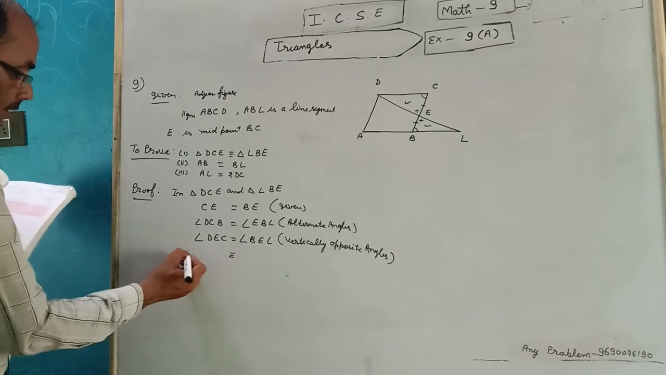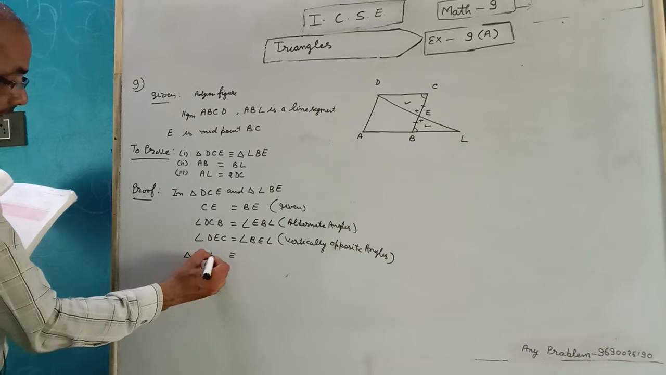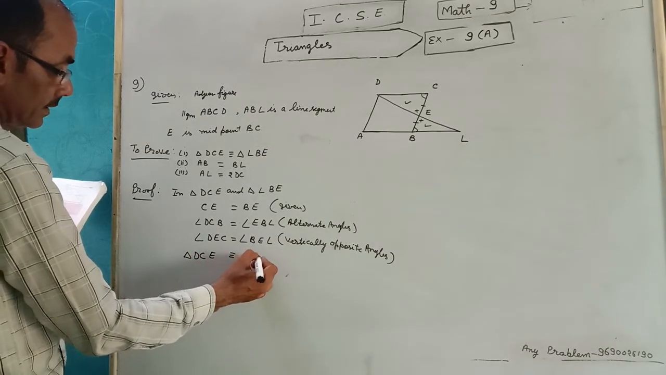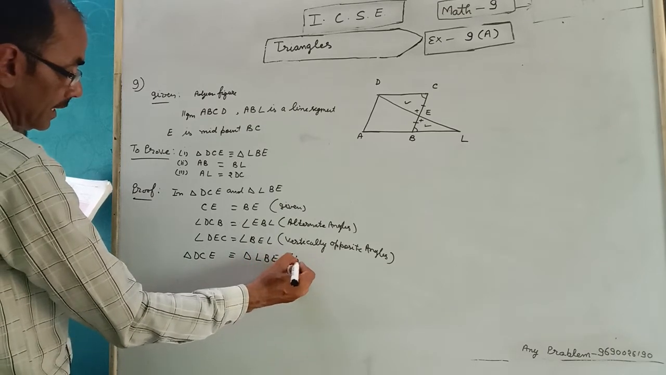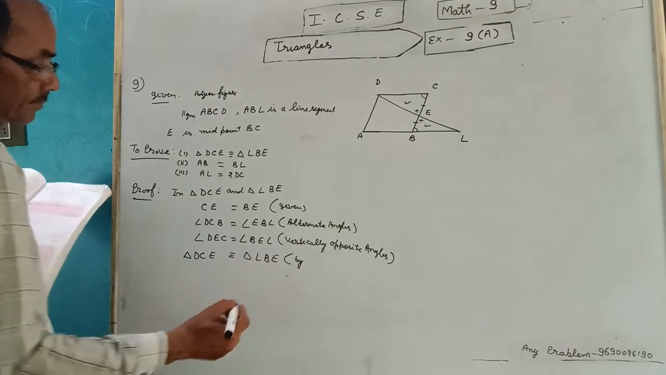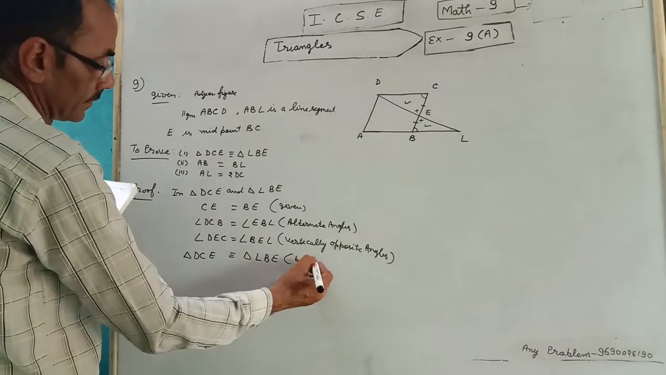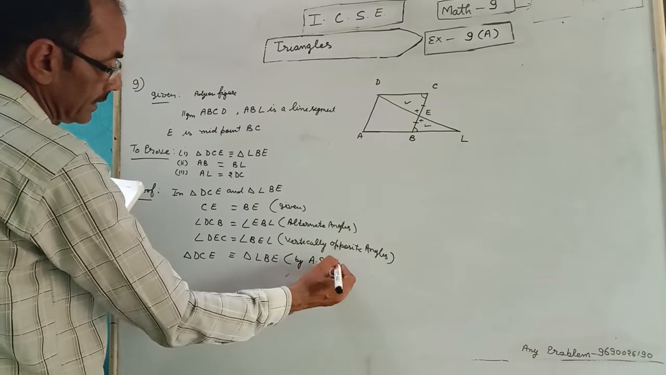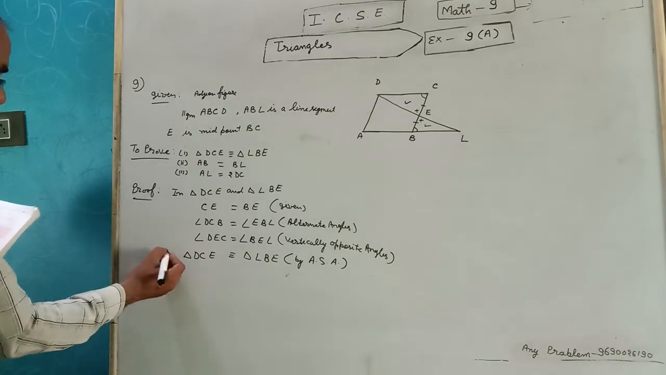Both triangles are congruent. Triangle DCE is congruent to triangle LBE by ASA. First part is complete.